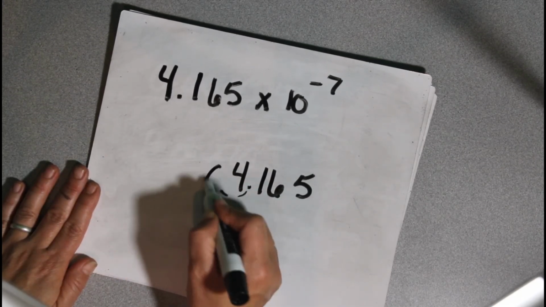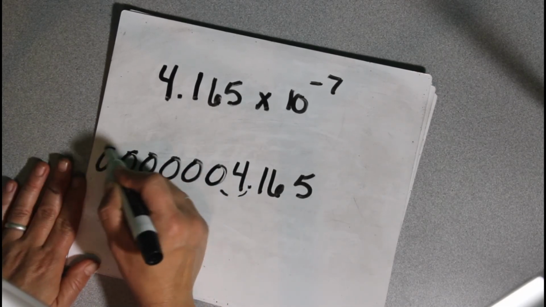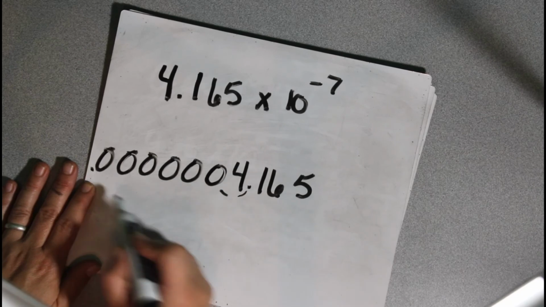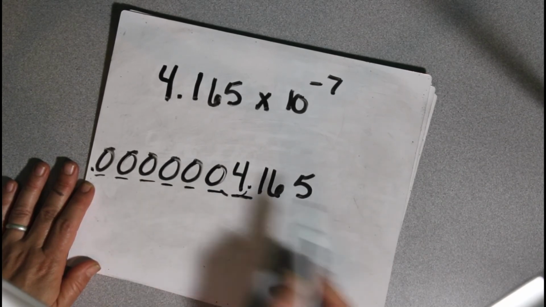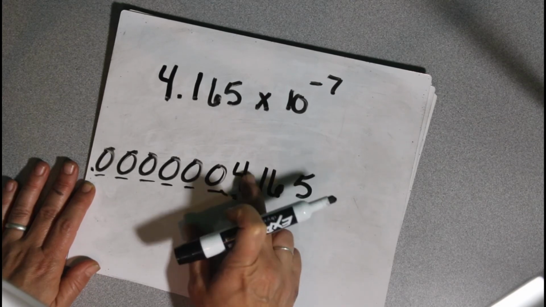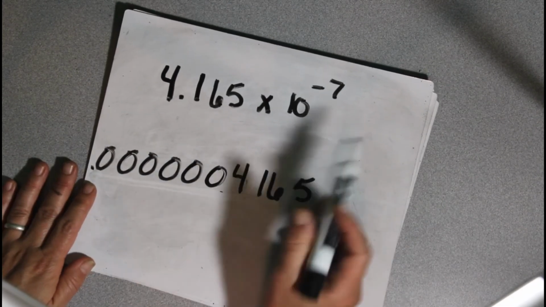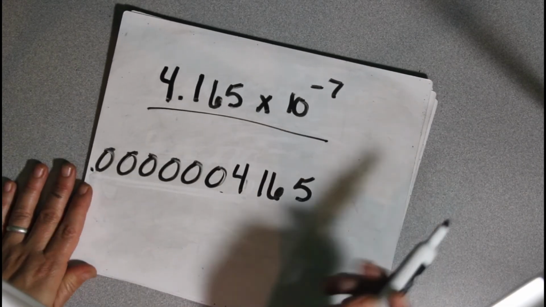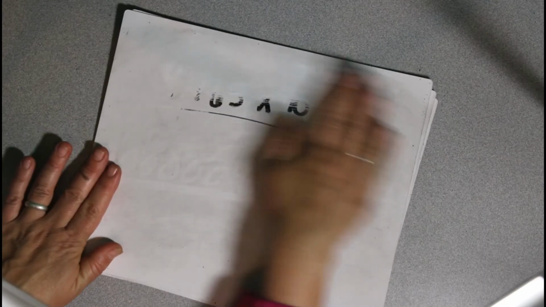So 1, 2, 3, 4, 5, 6, 7. And my decimal goes there. So I moved 1, 2, 3, 4, 5, 6, 7 places. So you take the decimal out, and that is the number that is represented by that. Pretty easy. You're just moving your decimal around.